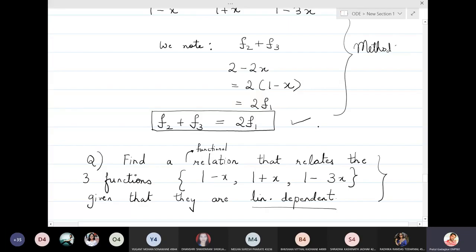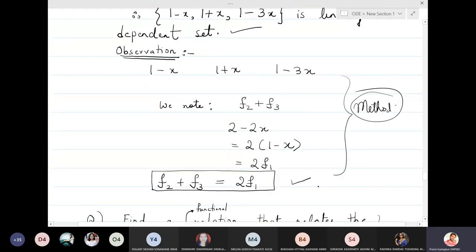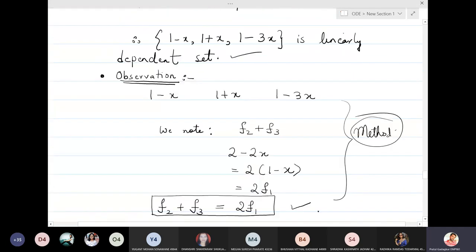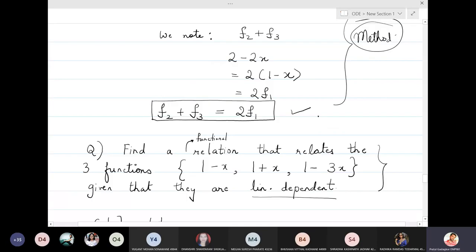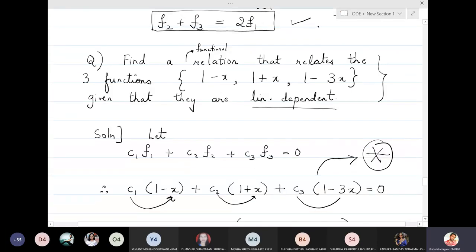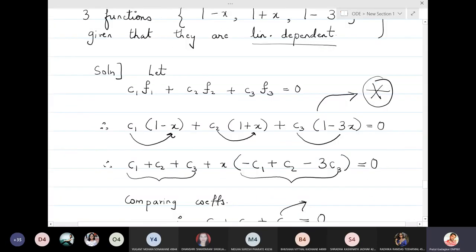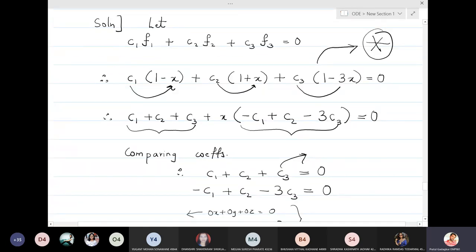So I have told you the method. If you are not able to observe the functional relation by looking at the functions, it's not a magic. You really have a method sitting behind this. So what is the method? Take the linear combination and make it equal to 0. Try to solve the two equations. If you are able to solve these two equations by some method which you already know, by making some manipulation, adding these equations and doing some manipulations, you can do that.